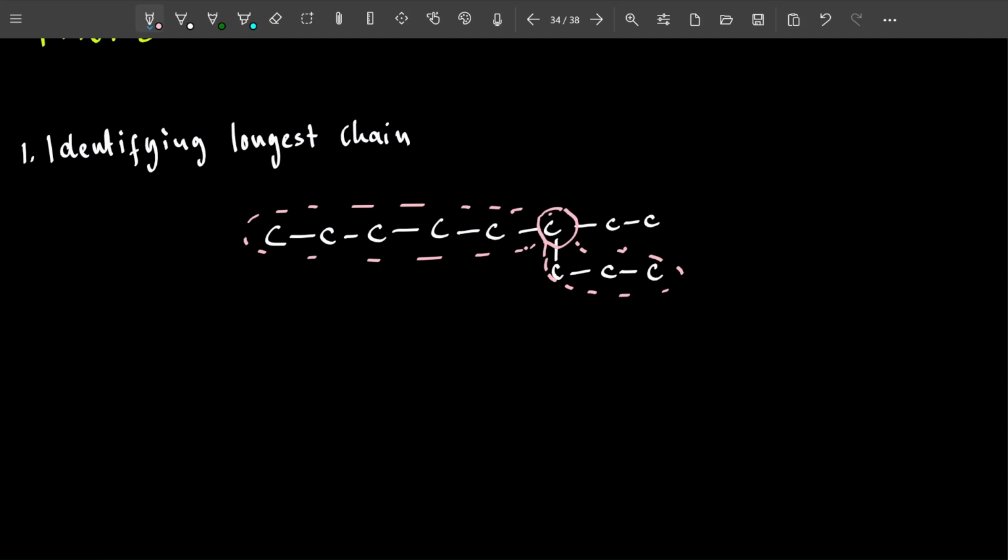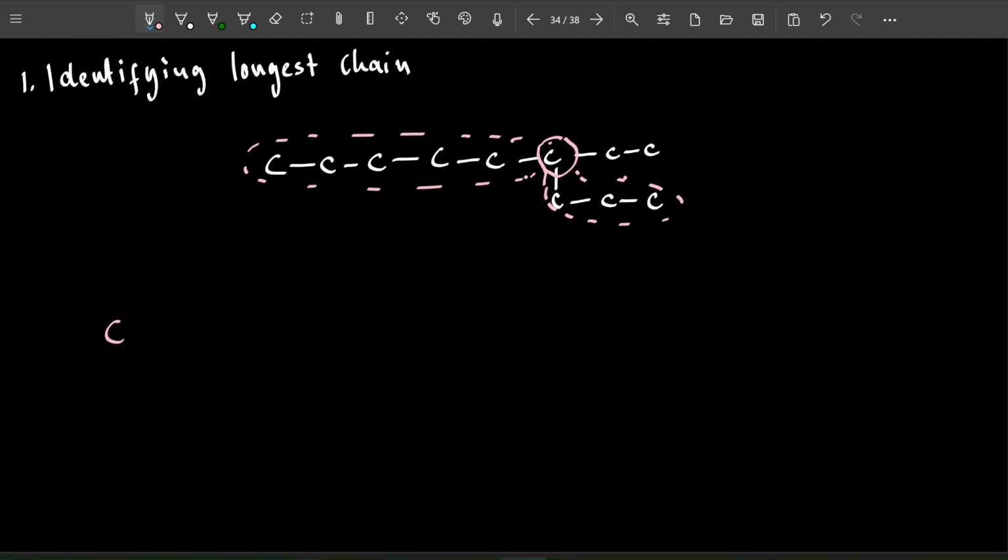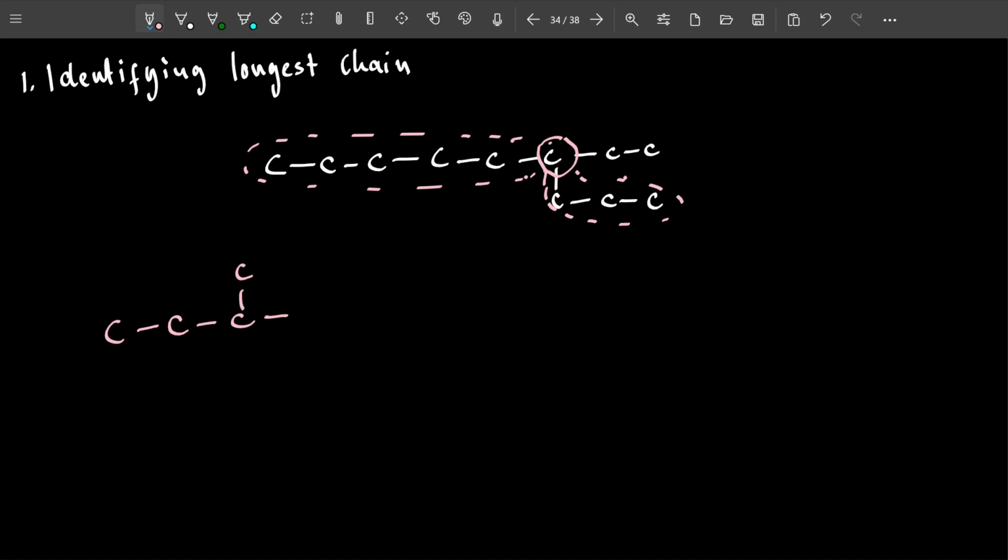Now, if you want to find the longest carbon chain when you have 2 branches, I'll give you an example. Let's say you have 1, 2, let's say 3. I'm going to put something here, then 4, 5, let me say 6. What if I put the second one here? Now how would I be able to find the longest continuous carbon chain here?